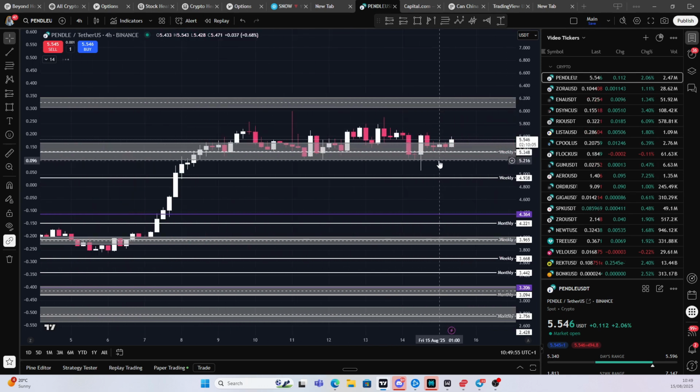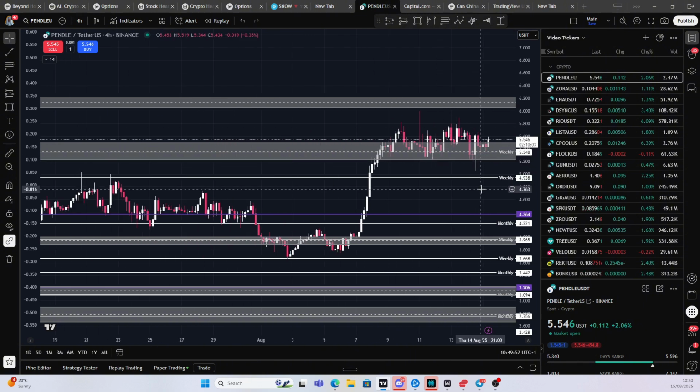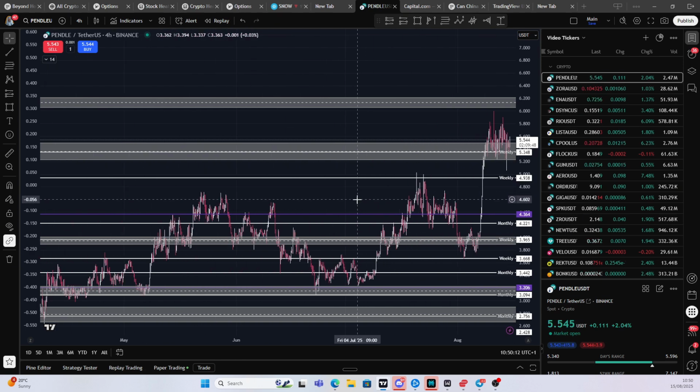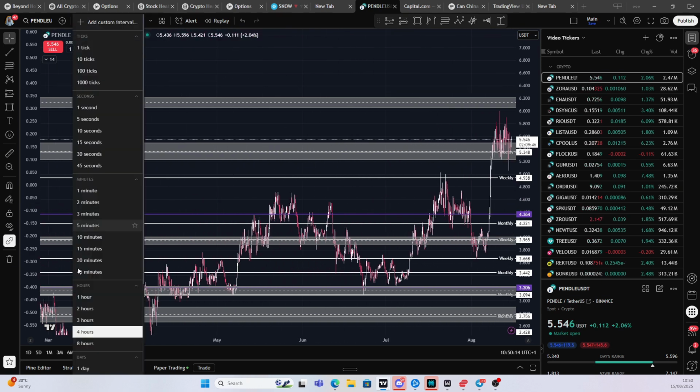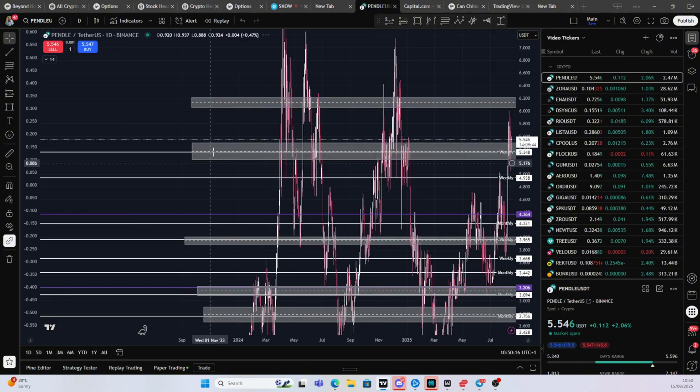If we lose this level, I think we would go down. We would potentially test this weekly level, and if we lose this level, you're then looking for a reaction around these levels here. Fail to do that, and I think we go back into this zone of accumulation. So yeah, interesting ticker. If we go back out to the daily to show where we're at.